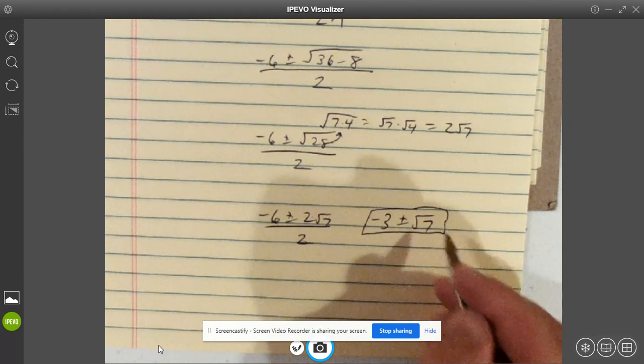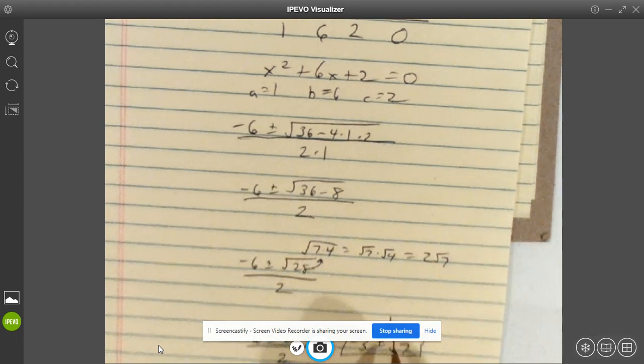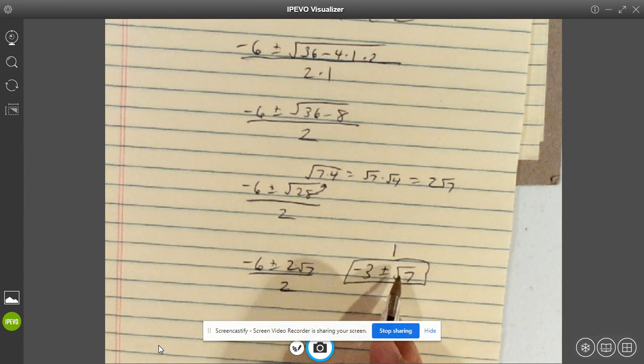I'm not going to round or estimate what that is. So my three roots here are 1. We got that from the graph. And then -3 plus the square root of 7 and -3 minus the square root of 7.